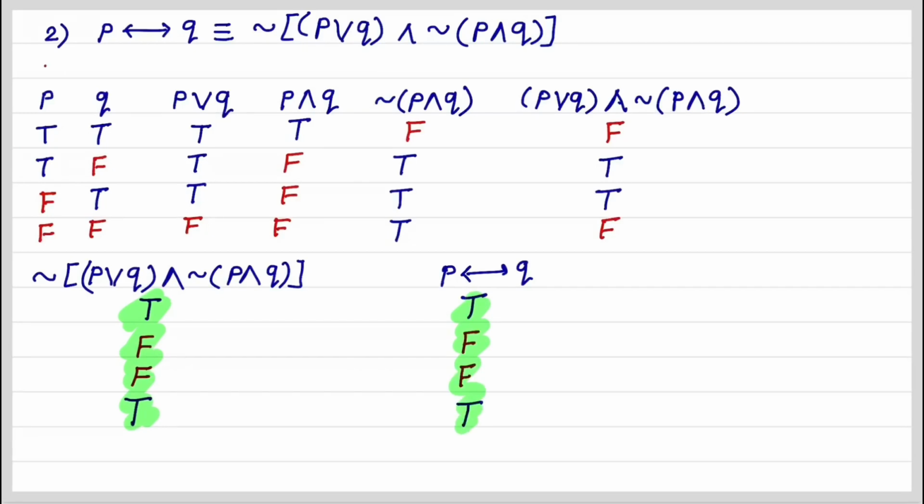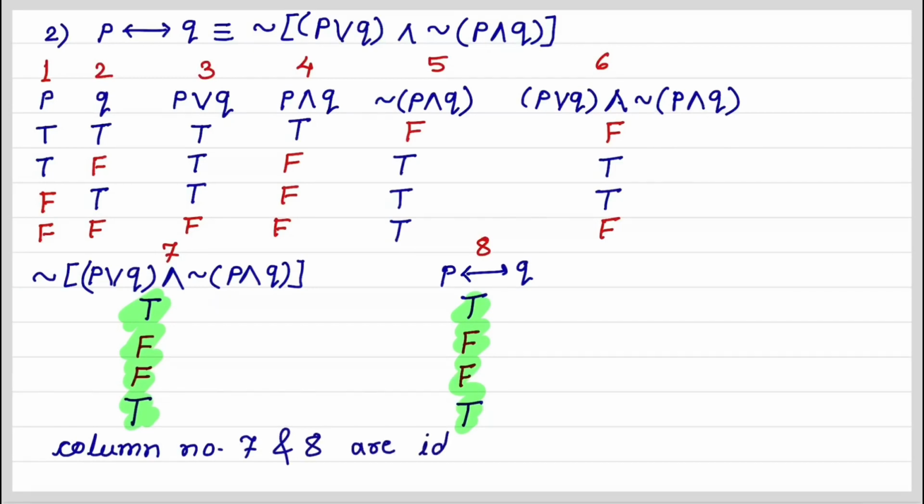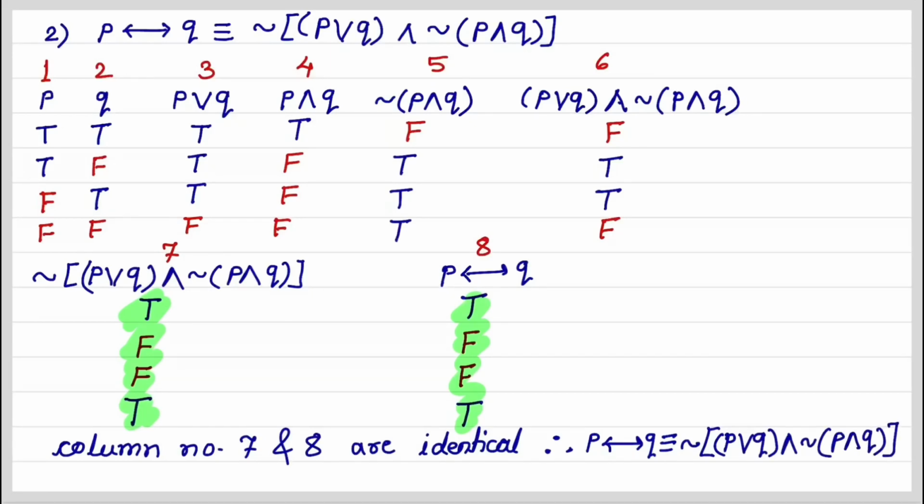Observe these two columns. Column number 7 and 8 are identical. These two columns have identical entries. All the entries are same. Therefore, column number 7 and 8 are identical. And hence, P double implies Q is equivalent to negation of P or Q and negation of P and Q.